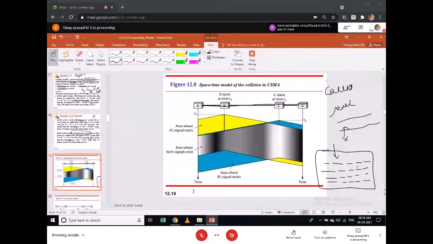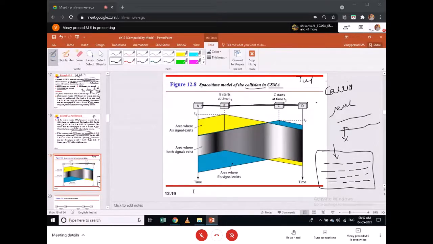But a collision would still exist in CSMA, and that is why we should find out the vulnerability time. To understand that, this is the space-time model diagram I am explaining, to understand when that collision takes place. Let us take all of them as connected.